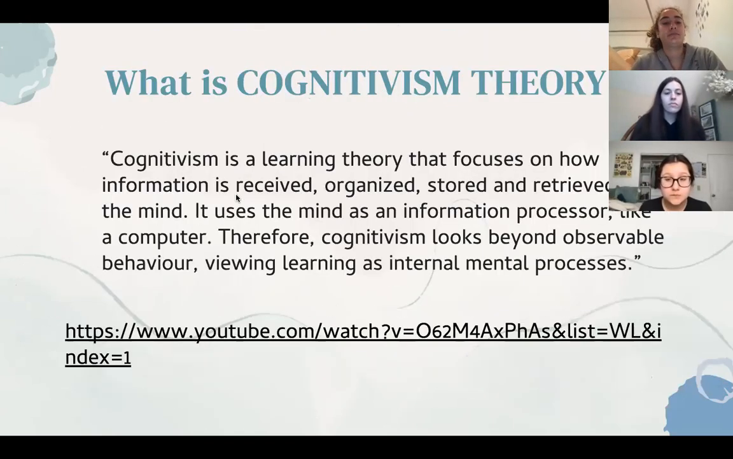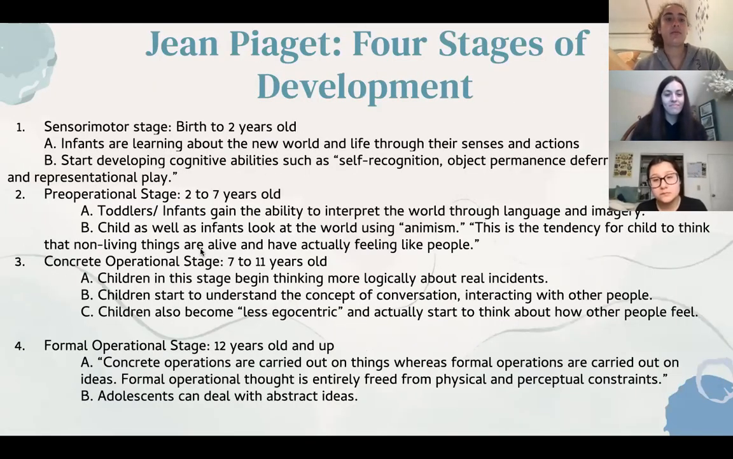Next, we will be talking about Jean Piaget's 4 stages of development, which are the sensorimotor stage, which is for children from birth to 2 years old. This is when infants are learning about the new world and life through their senses and actions. And they start developing cognitive abilities such as self-recognition, object permanence, and deferred and representative play.